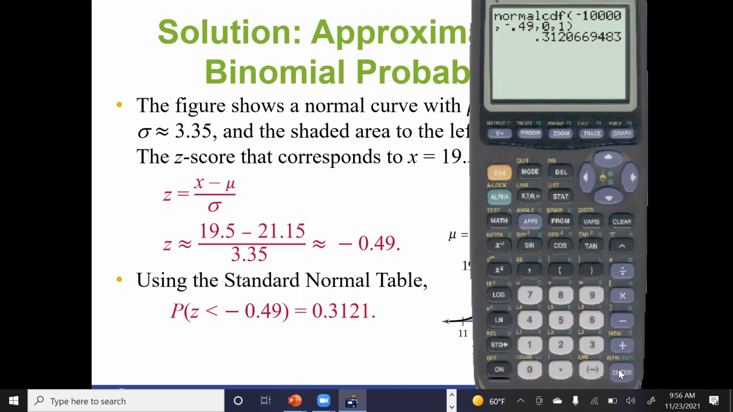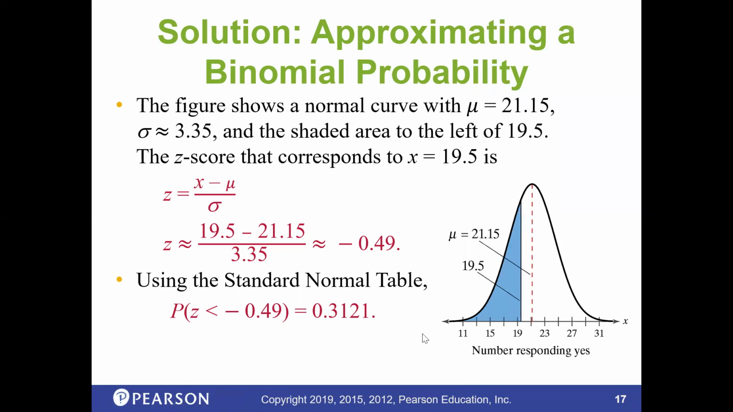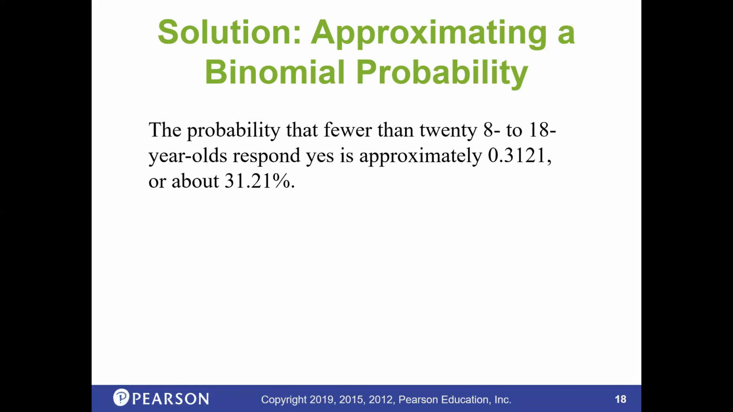And let's see what we got. We get ourselves a 0.31206. So it does correspond to that. So roughly 31%-ish. All right, boom, there it is. So the probability that fewer than 20 8-to-18-year-olds respond yes is approximately 31.21%. Okay, that's the left-hand value of it.